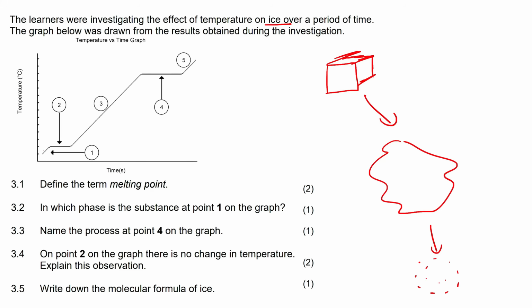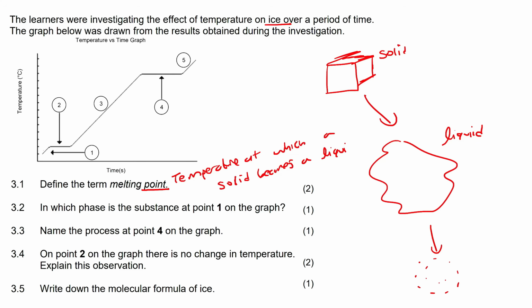Okay, so it says for the first question, define the term melting. Well, we know that melting is when you go from a solid to a liquid. So we can say that it's the temperature, because they said the melting point. It's the temperature at which a solid becomes a liquid.